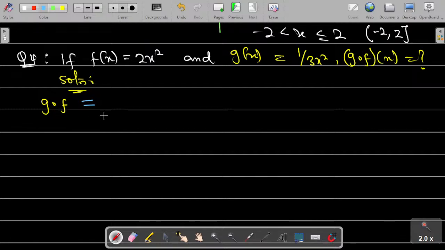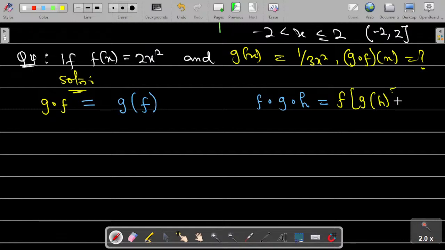Meanwhile, let's interpret: what is the meaning of g composition f? It simply means g of f. In other words, if you give me f composition g composition h, what does it mean? It stands for f of g of h. That means h is inside g, and both of them are inside the f. Once you understand this interpretation, it makes your work very easy. You should be able to finish.